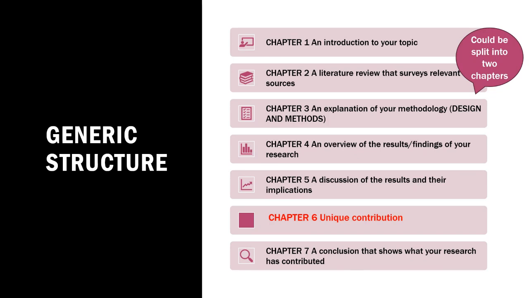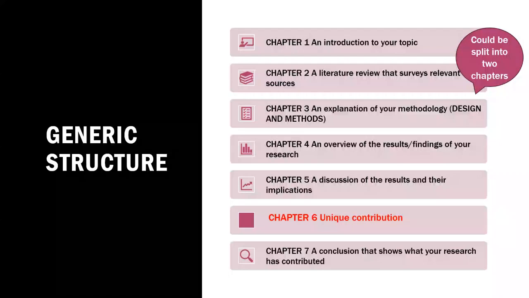Your chapter 2, usually a literature review that surveys the relevant sources and discourses on your topic. Now, this could potentially be split into 2 chapters. I've heard people having 3 chapters for their literature review, then 1 for their theoretical frameworks, or more than 1 on different topics of their literature review. So that then might ultimately change the number of chapters that you have.